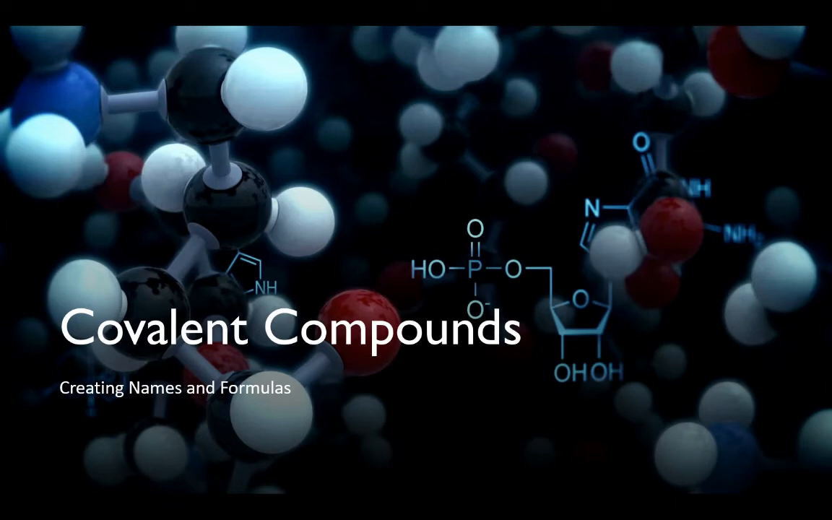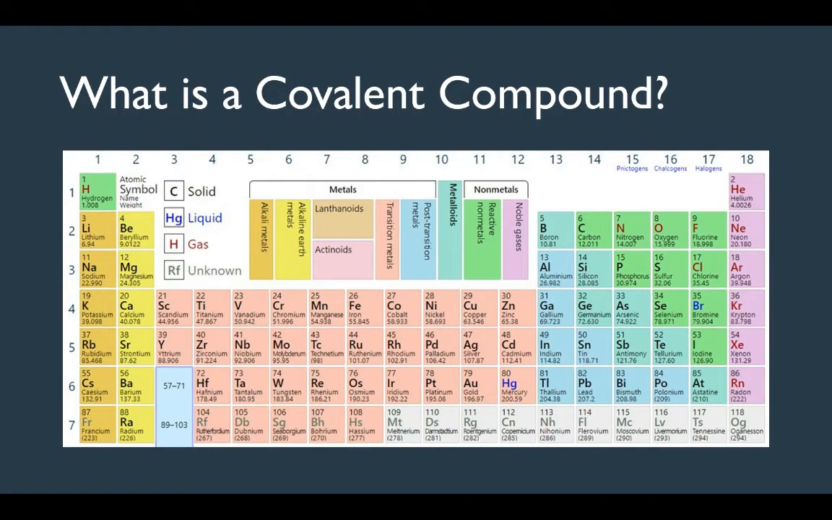In this video, we're going to be talking about creating names and formulas for binary covalent compounds. So what is a covalent compound? Covalent compounds are any compound made up of two or more non-metals, and occasionally the metalloids will also be included. So we're really focused on these elements right here, and these create our covalent compounds.